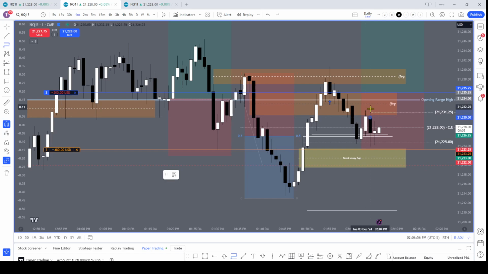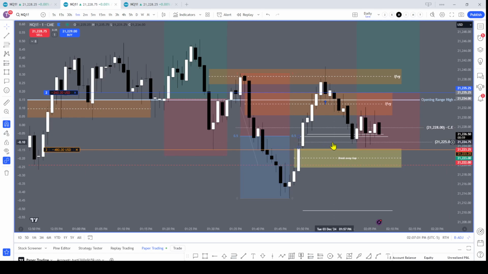Get a measurement of this wick. Okay. Get rid of this. $207. Entered at 155.